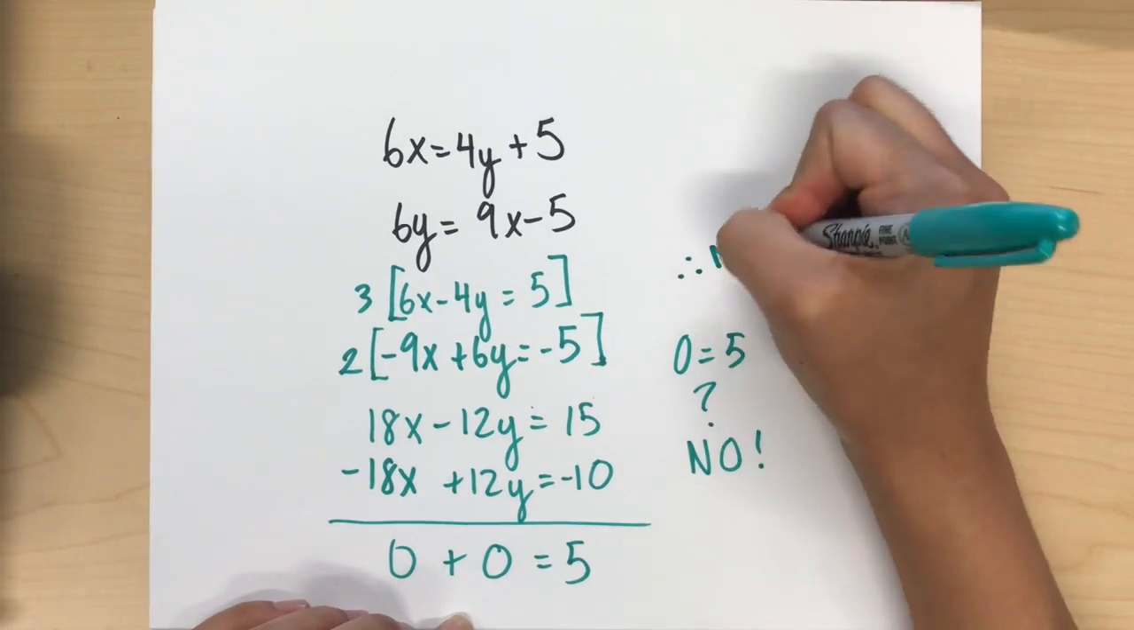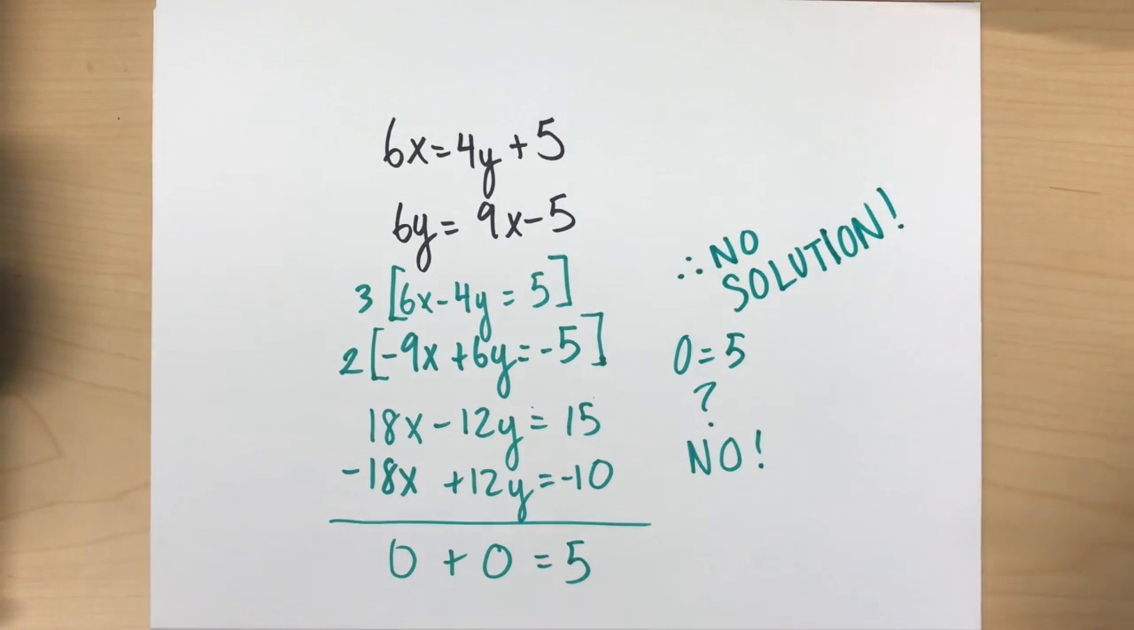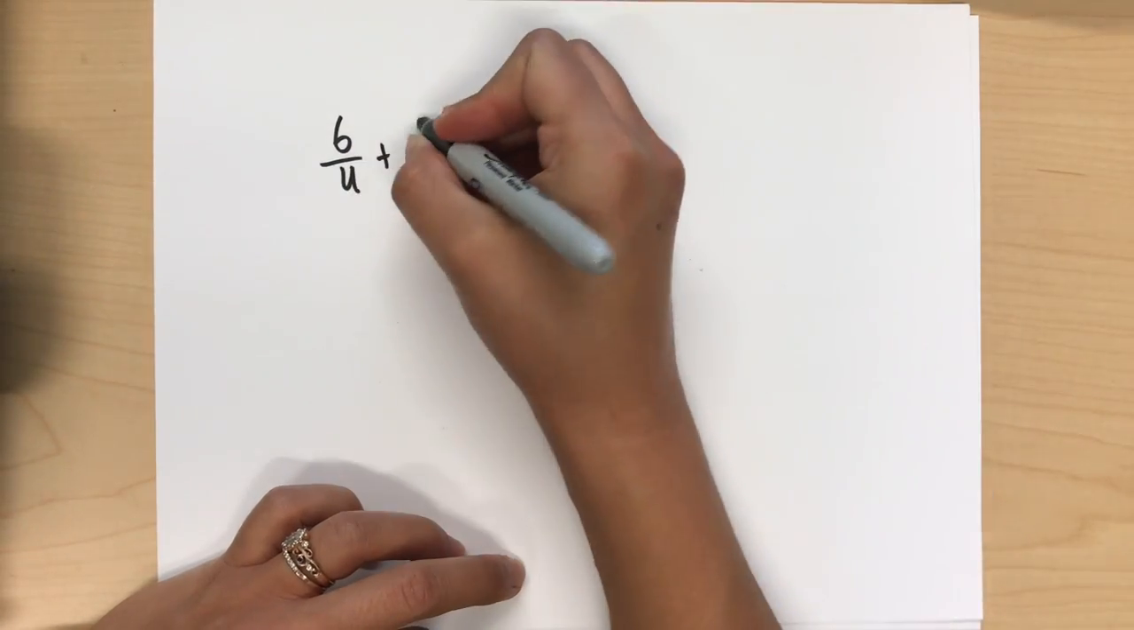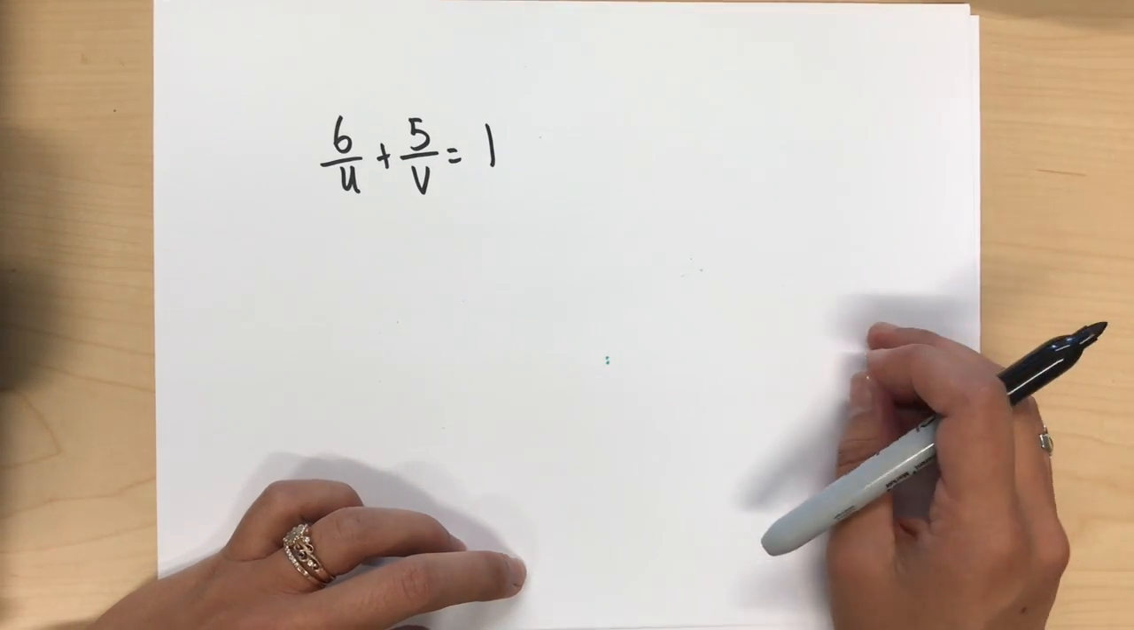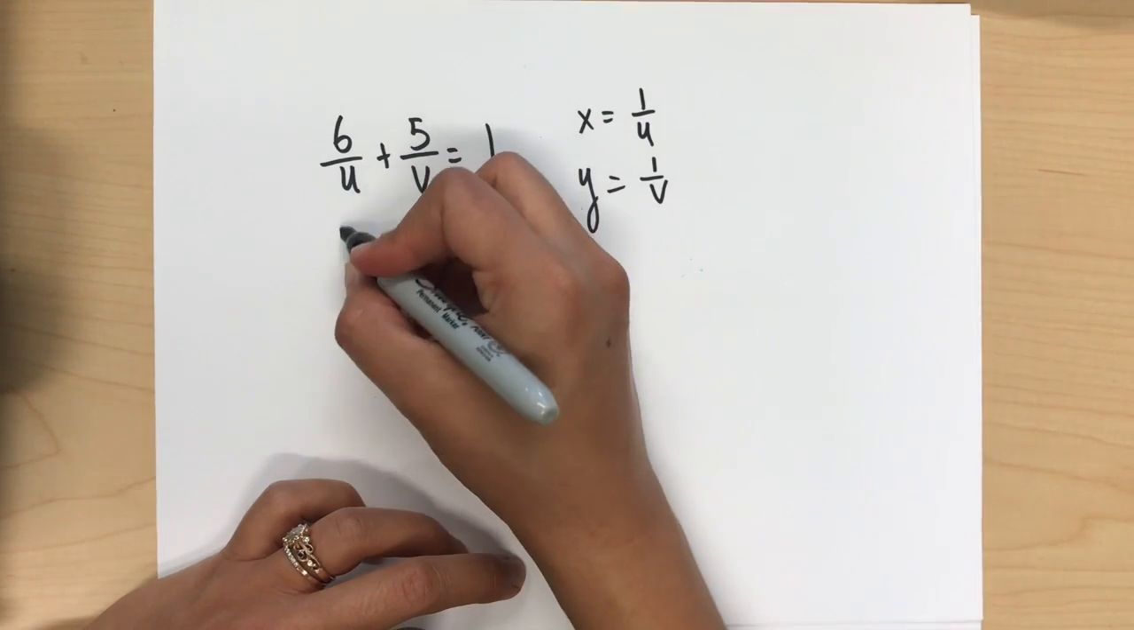Well, that's not true. Therefore, there's no solution for this, because I've come up with an equation that is actually not true. That means that these two lines never actually touch each other, okay? So I'll make another video where I can show you how these graphically work out. They're probably parallel lines.